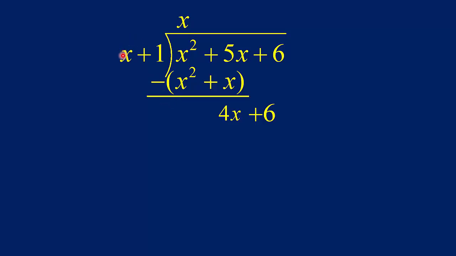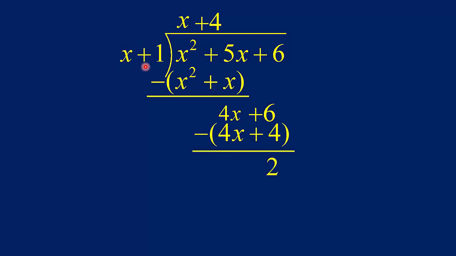Then I divide x into 4x and get 4. Then I multiply 4 times x plus 1, and then subtract, and I get a 2. Now, we're done here. There's nothing else to bring down. This algorithm is terminated. We brought down the 6. There's nothing else to bring down. We're finished. Now notice there's a remainder of 2.